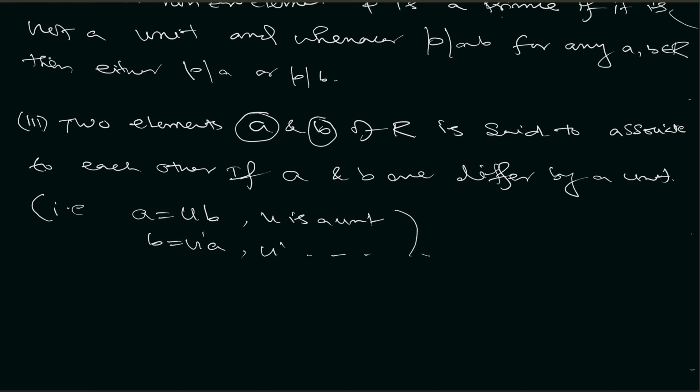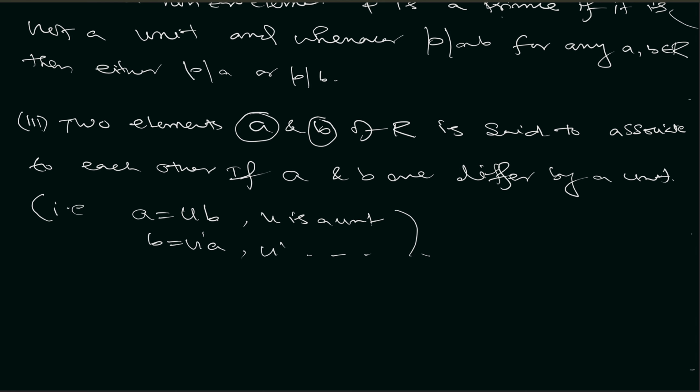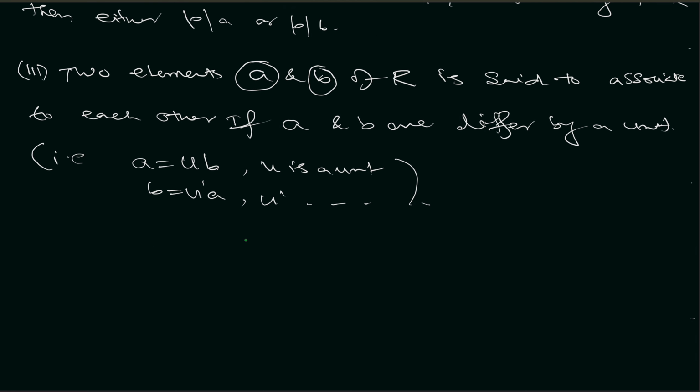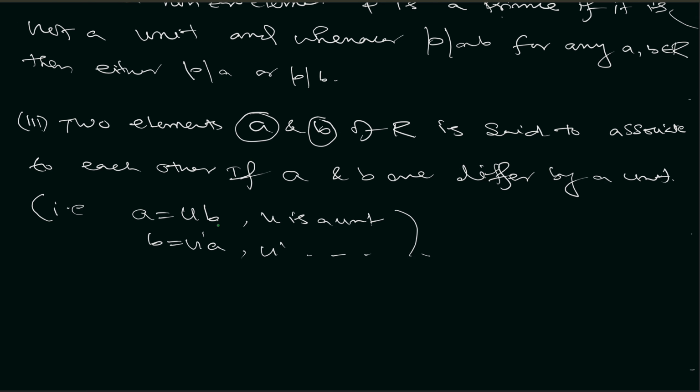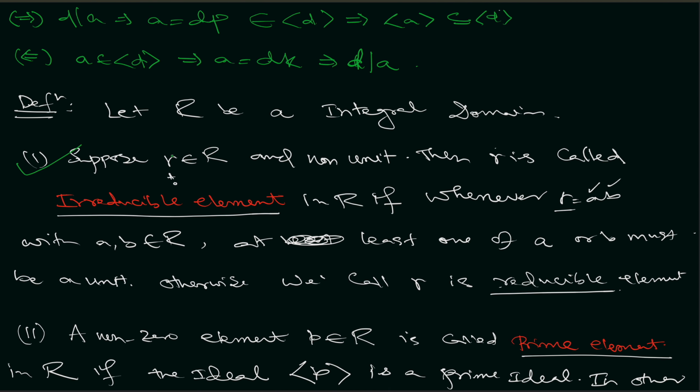Now I am going to write a proposition that in a PID, the definitions are clear, right? Suppose I have defined irreducible element. What is an irreducible element? Suppose you can write an element r equals ab, then either a is a unit or b is a unit.